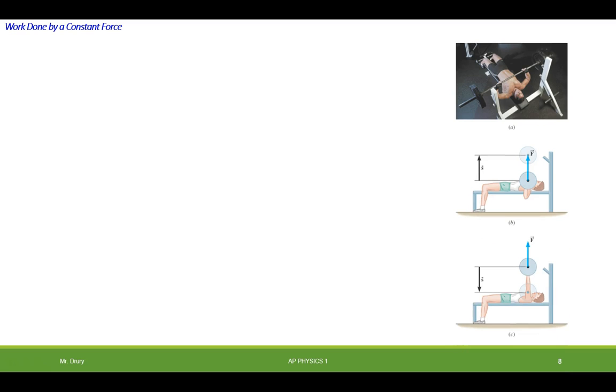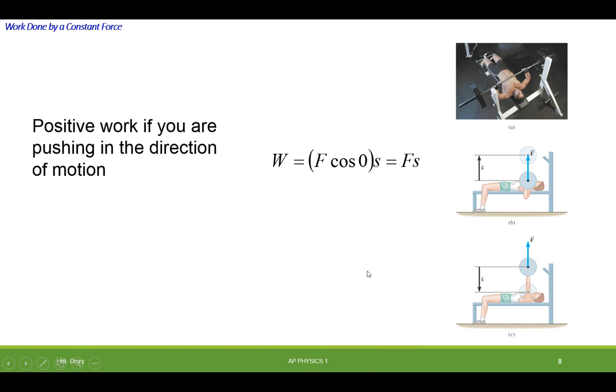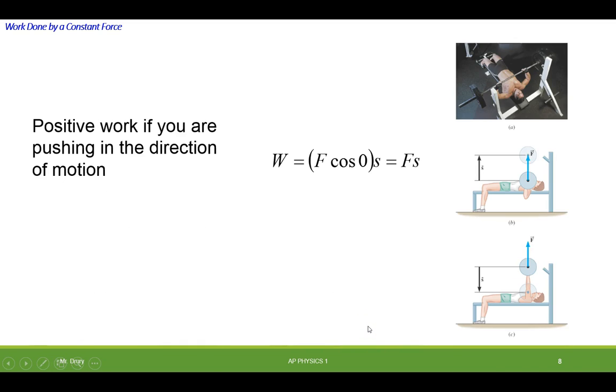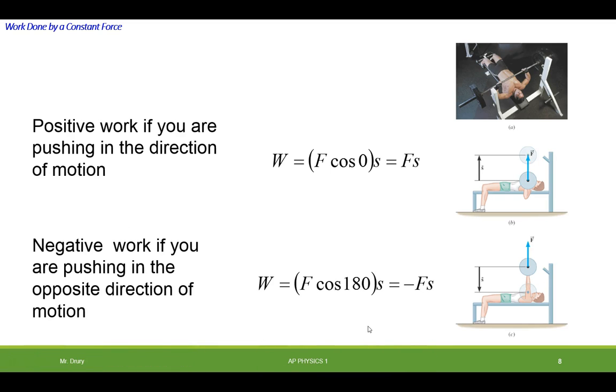And here's another example that may be simpler to understand. You have a weightlifter pushing a barbell up. He's pushing the same direction as the displacement. He therefore is doing work. But if he's pushing up and the object is moving down, work is being done to him because now the force is 180 degrees from the direction of motion. So work is being done to him.